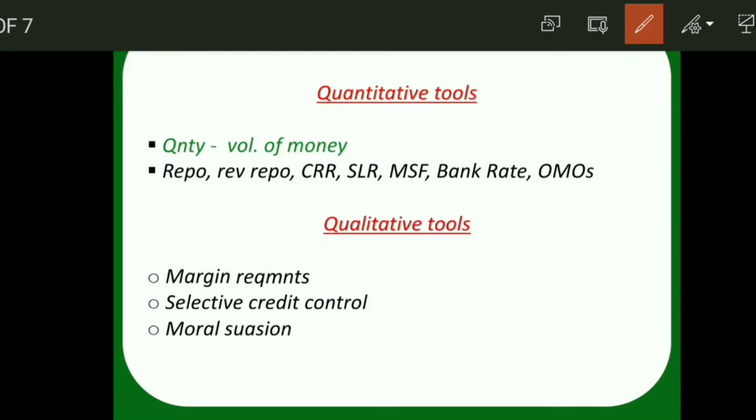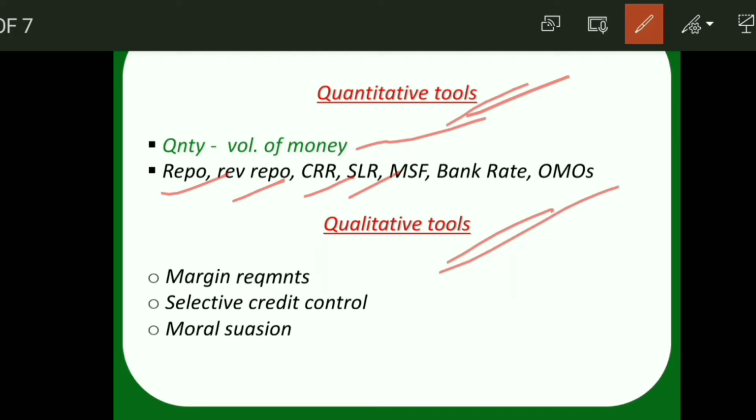To control the total money supply in the market, RBI uses 2 kinds of tools, namely quantitative tools and qualitative tools. Quantity itself means the volume of money. Okay, it's a physical measure. It includes repo rate, reverse repo rate, CRR, statutory liquidity ratio, marginal standing facility, bank rate, and open market operations. We will study in detail about quantitative tools in this video. And in qualitative tools, RBI uses margin requirement, selective credit control, and moral suasion.